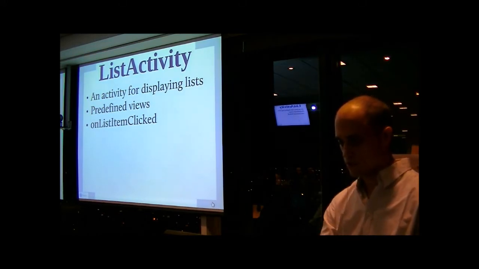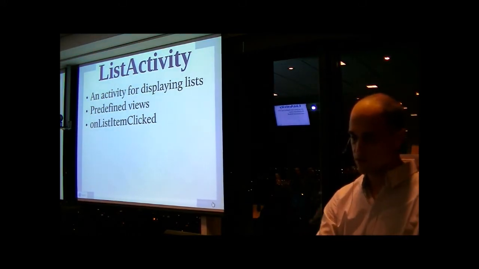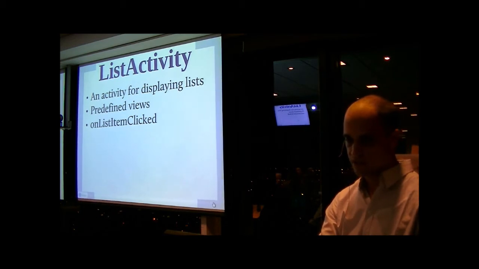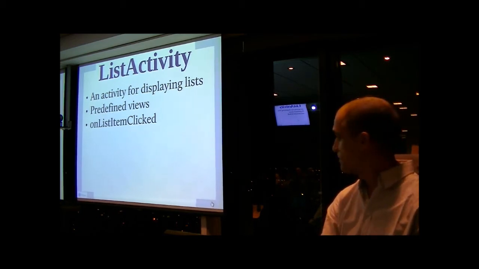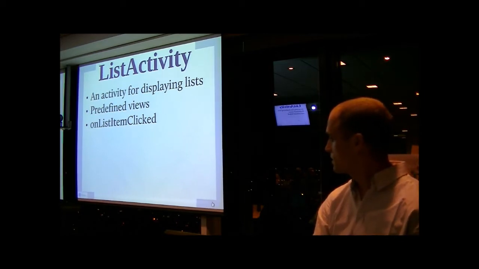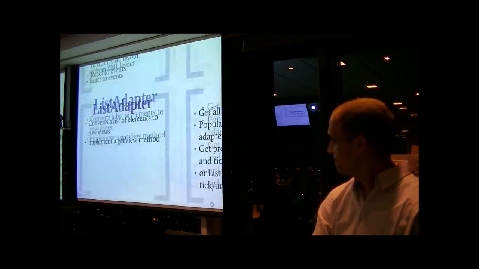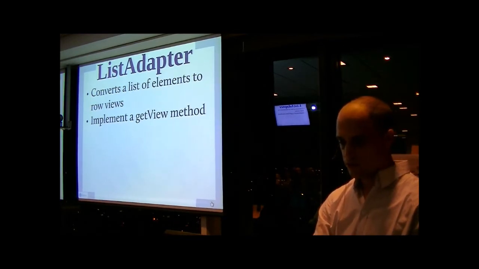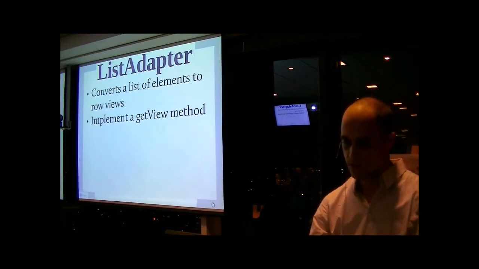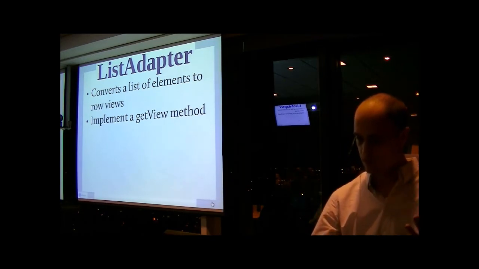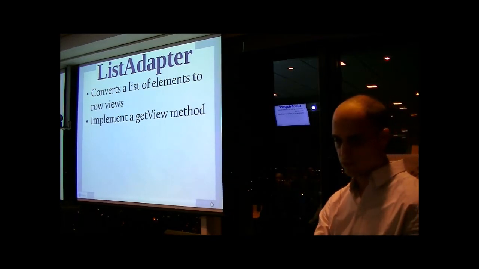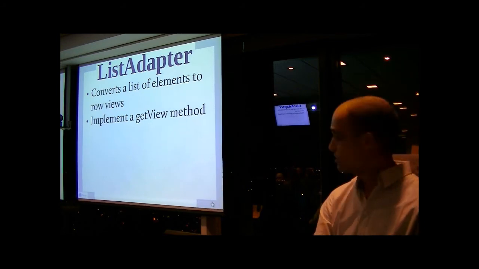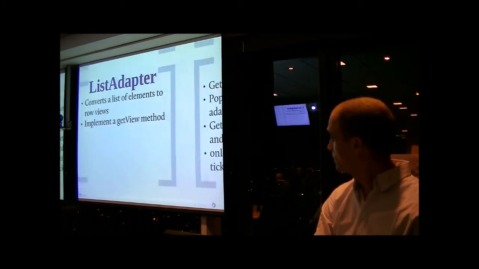Many screens in Android show lists, so there's a special kind of class called list activity. It has some predefined views and a special event for when the user clicks on an item. To populate the rows of the GUI, we use a list adapter that converts a list of elements to GUI rows, usually by implementing the getView method.